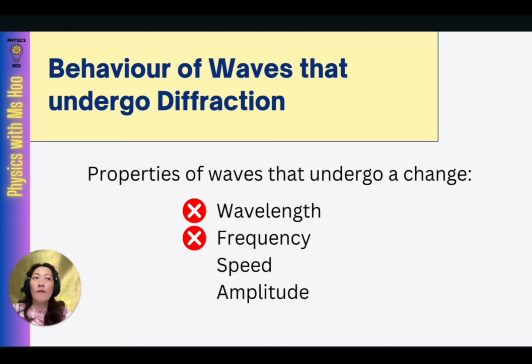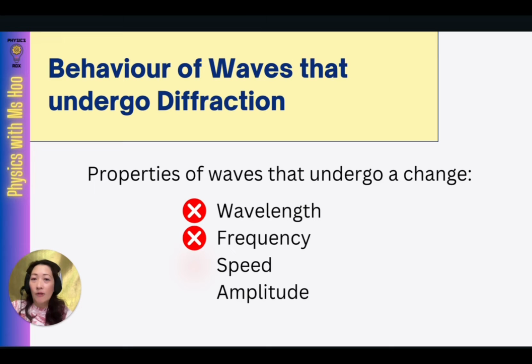Frequency is kind of like the identity of a wave. Say for example, we have a motor that's creating the water waves. So the frequency of vibration of the motor will be equal to the frequency of the waves that are being generated. And once the waves have been generated, the frequency remains constant throughout the entire wave's lifespan. There is no reason why this frequency would change just because the waves are spreading out when they pass through a gap. So that's why the frequency does not change.